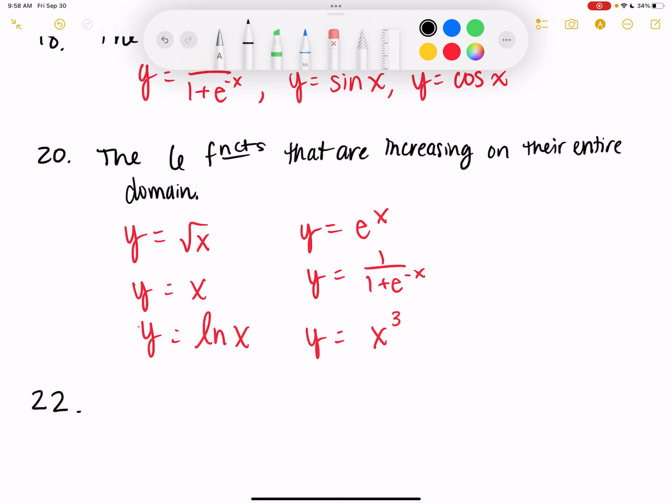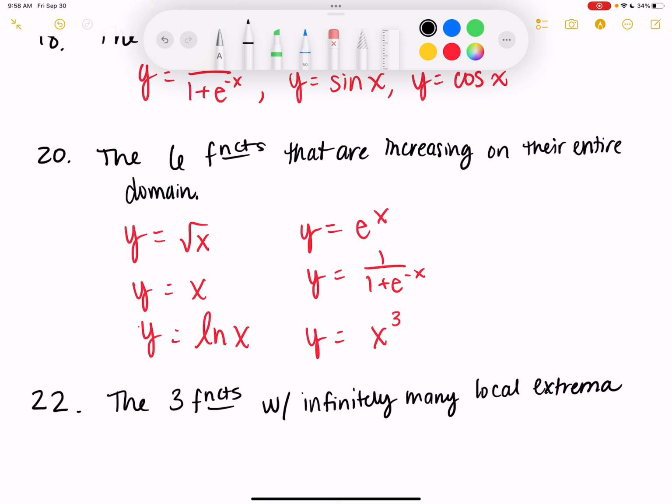All right, 22. The 3 functions with infinitely many local extrema. Okay, that means they have mins and maxes that keep occurring. Oh, so like not just one min and one max. Correct. That would be absolute. Local means that there's multiple of them. Extrema. Let me take a second to look. There's only 3 of them with infinitely many local extrema.